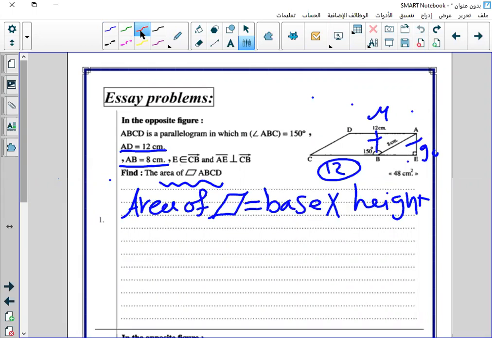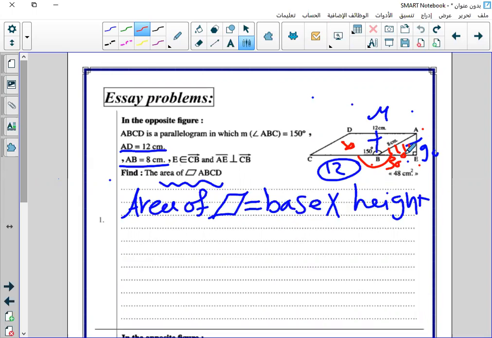Okay, let me help you. This is a right angle triangle. This is a straight angle, and this angle equals 150 degrees. The angle ABC equals 150 degrees. Then the angle ABE equals what? This is a straight angle, and the straight angle equals 180 degrees. Then the measure of angle ABE is 180 minus 150, which equals 30 degrees. That's right.